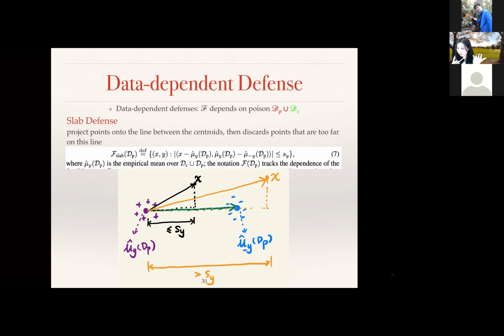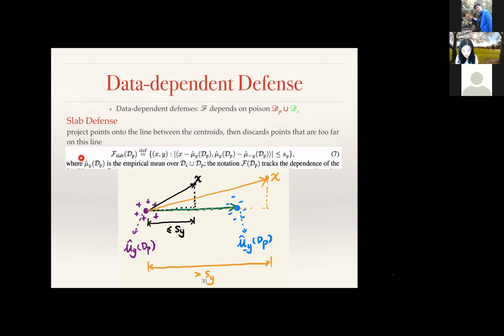This one uses the example of a slab defense. So what is a slab defense? Basically, it projects points onto the line between the centroids, then discards points that are too far on the line. Mathematically it is equation 7, but I've drawn a figure down there. In equation 7, you have this u hat sub y of D_P, and you have u hat sub minus y of D_P.